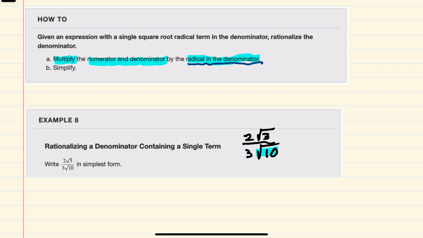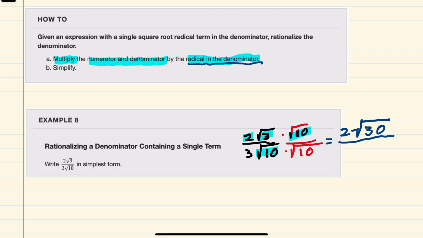Our radical is the square root of 10, so we will multiply both the numerator and the denominator by the square root of 10, and then we can simplify. First, multiplying the numerator, we have that one coefficient outside, 2, and then multiplying the radicals, the square root of 3 times the square root of 10 is the square root of 30.